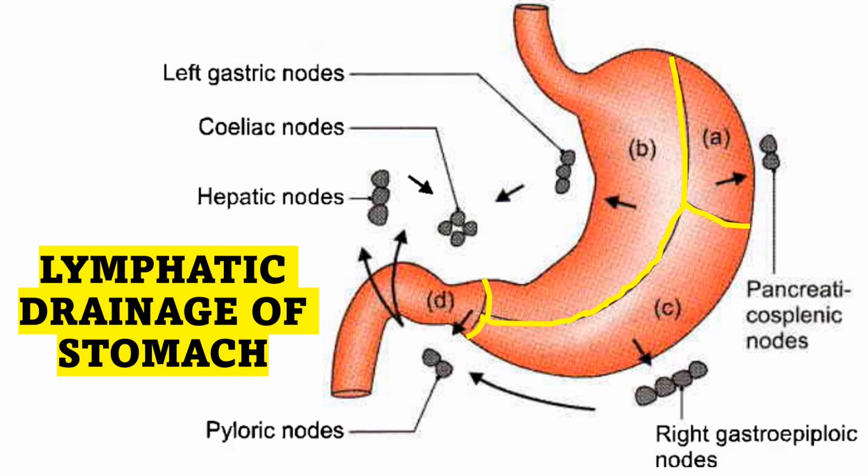The efferents from all these lymph node groups pass to the celiac nodes. Efferents from celiac nodes go into the cisterna chyli through the intestinal lymph trunk.